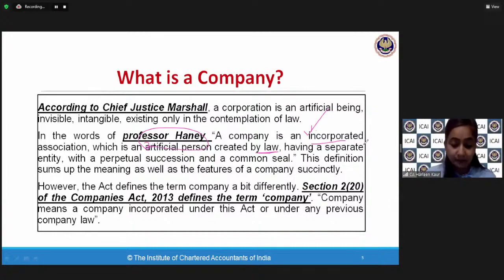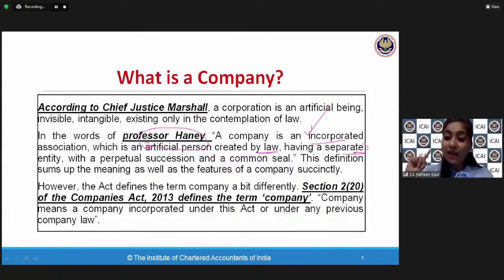Point number 3, having a separate identity. Now, let me just take few names. A, B, and C are the members who went to the registrar and they said that we want to make a company ABC Limited.